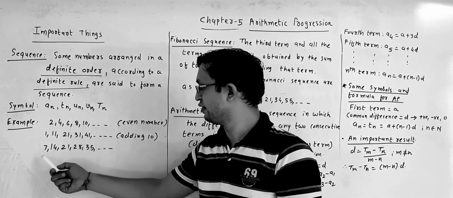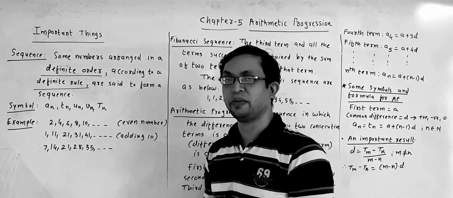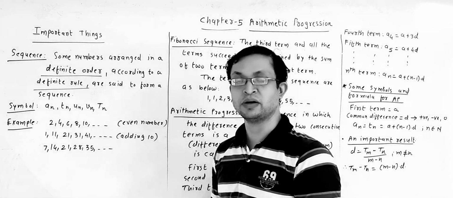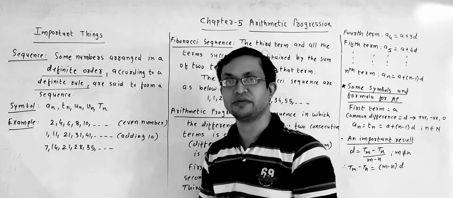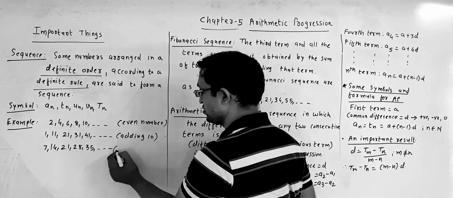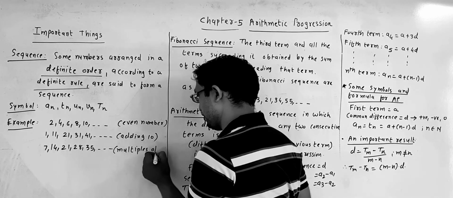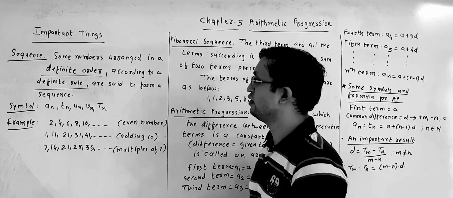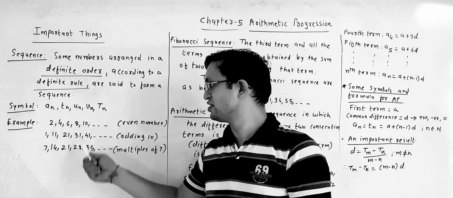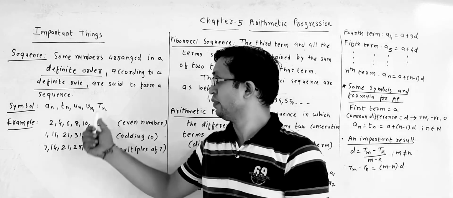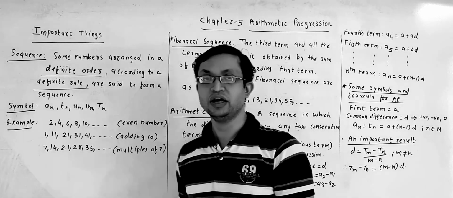Here the second sequence: 7, 14, 21, 28, 35. These are all multiples of 7, otherwise these numbers are divisible by 7. 7 times 1 is 7, 7 times 2 is 14, 7 times 3 is 21. Therefore they are multiples of 7. Multiples of 7 are a definite order with a definite rule. So all these sequences are in an AP. All these numbers are what we call a sequence.